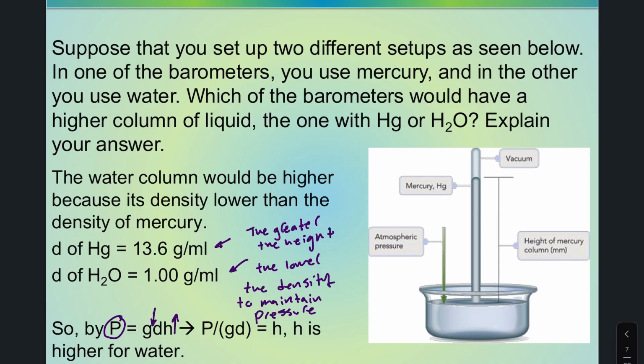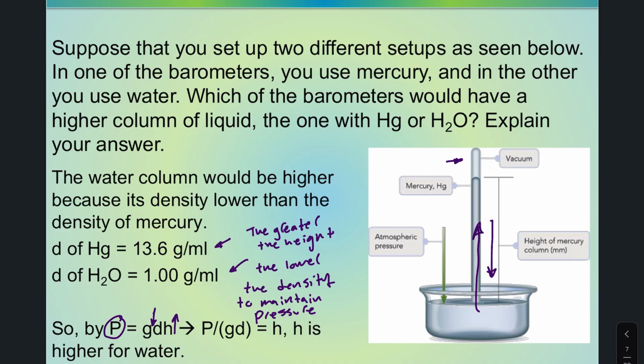If density is lower for a substance, then it will be easier for that substance to resist gravity and it will be able to go higher. And it's going to go higher because up here we have a vacuum. It's basically going to be trying to fill in that vacuum, whereas the pressure outside is going to be pushing down on the liquid, forcing it up into there.